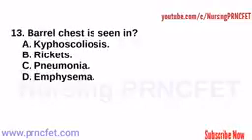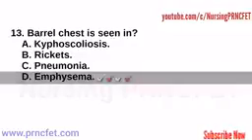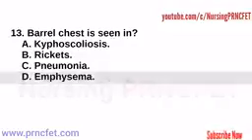Question 13. Barrel chest is seen in A. Kyphoscoliosis, B. Rickets, C. Pneumonia, D. Emphysema. Correct answer is D. Emphysema.